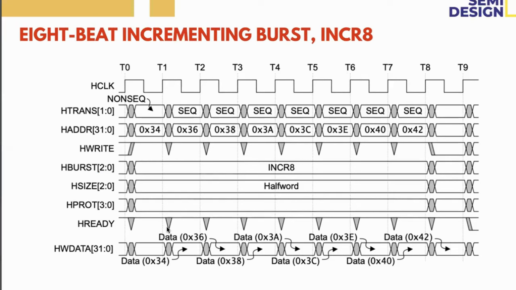Up to where will it increment? Till it completes the 8 transactions, it will increment. So 8-beat means 8 transactions, up to 8 transfers it will increment. So 16 byte address. You need to work on why these types of transactions are used, how these addresses are taken, from where to where, how many bytes for each, for 8-beat how many bytes, and for 4-beat what is the starting and ending address. I already shared the material, right? Just go through that. You will get more clarity.